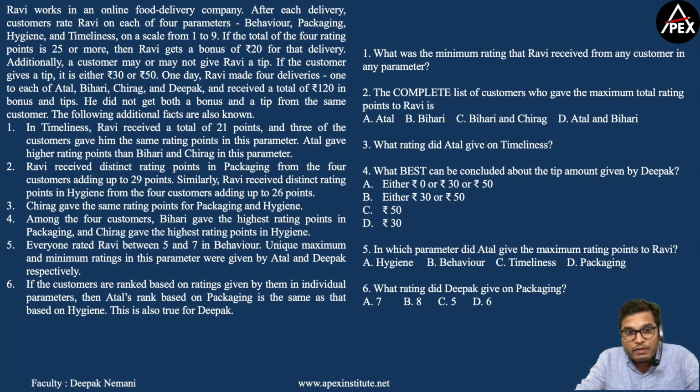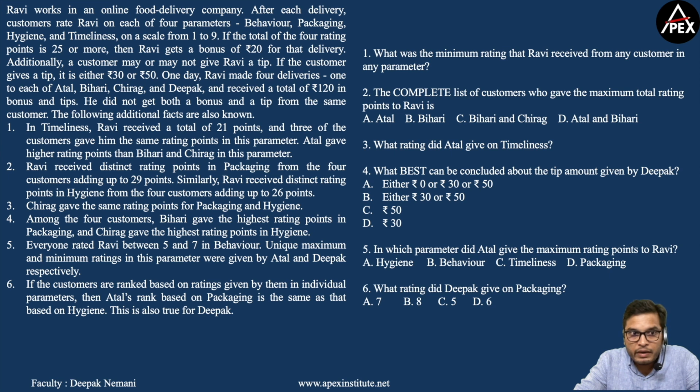You have 3 persons giving the same rating in this parameter, and Atal gave higher rating points than B and C in this parameter. And from this I can conclude that Bihari, Chirag and Deepak gave the same ratings to Ravi in timeliness, and Atal had given a different rating which is higher than the ratings given by these 3 persons. Ravi received distinct rating points in packaging from the 4 customers, adding up to 29.